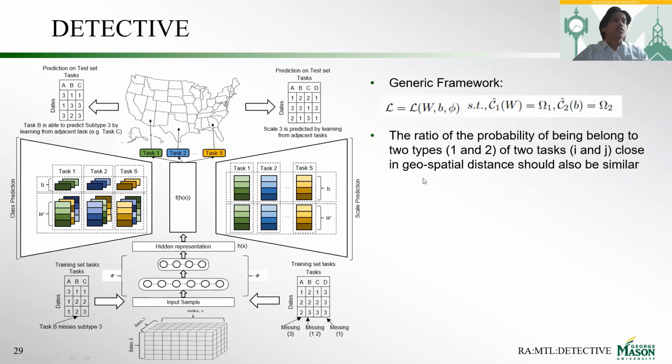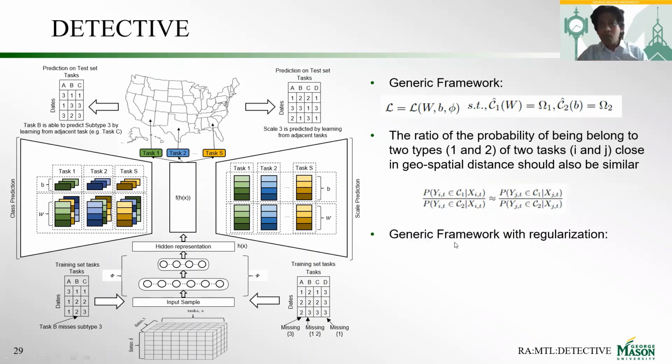So if you look here, the ratio of the probability of belonging to two types of tasks, like i and j, close in geospatial distance should also be similar. This is the geographic rule. Based on that assumption, we can say that the probability of, let's say, Texas being in level 1 and also being in level 2, this ratio is also the same for Louisiana, like this one, C1 and C2. If we can maintain this ratio, this will help us maintain the special geographic rules here.